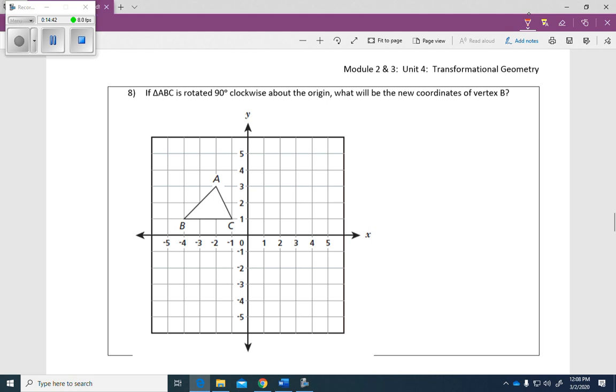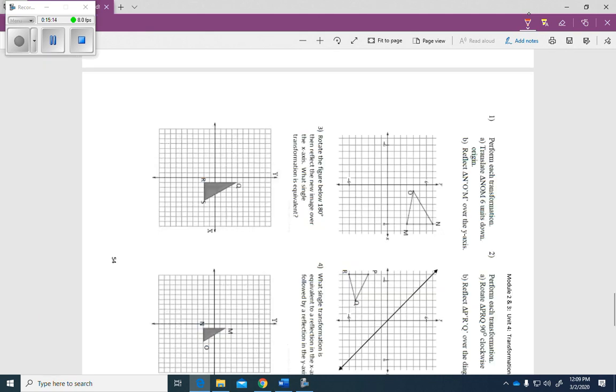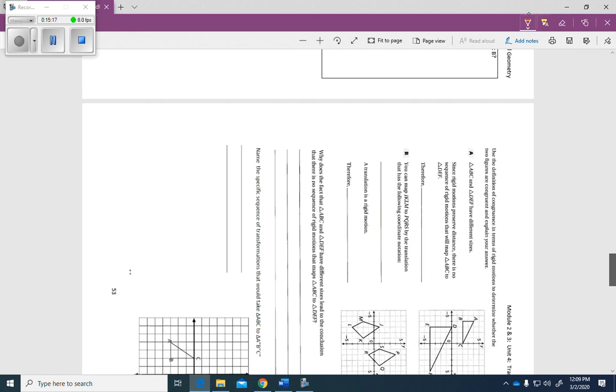8. If triangle ABC is rotated 90 degrees clockwise about the origin, what will be the new coordinates? I'm not going to do it on my transparency now since I'm doing this on the computer. So I showed you that you could also turn your paper and see where the figure ends up when you turn your paper. So if I turn my paper 90 degrees clockwise, it's a quarter of a turn clockwise.